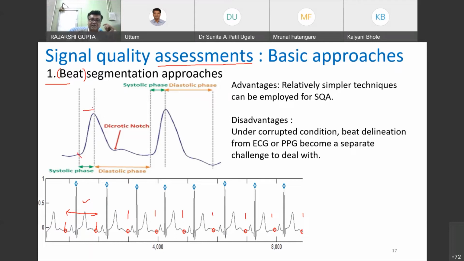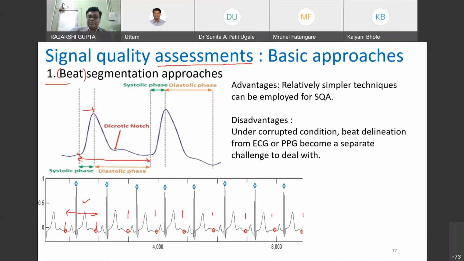This part is the ventricular contraction, and this is the relaxation part. So this portion, constituting one systolic phase and one diastolic phase, constitutes a beat. So either it is a PPG or an ECG signal, you need to delineate the beat.